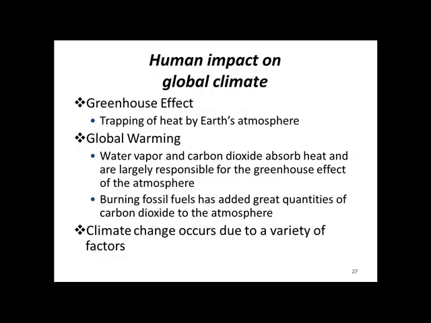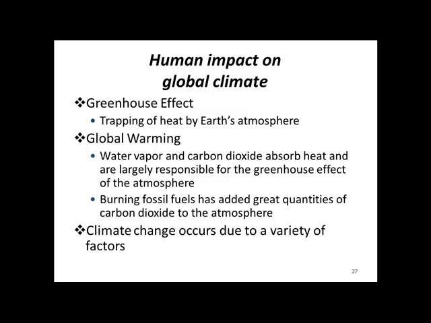So again, we talked about the greenhouse effect in previous chapters. The greenhouse effect is a process that occurs. It's the trapping of heat by the Earth's atmosphere due to the different wavelengths of radiation that are reflected back to outer space and trapped by particles in the atmosphere. This is a good thing and a bad thing, but it's kind of like Goldilocks. If you have too much or too little, you can't live there. It has to be just right.